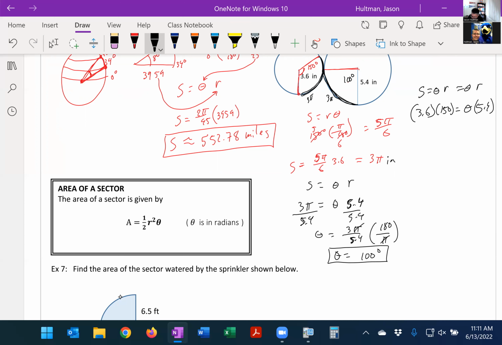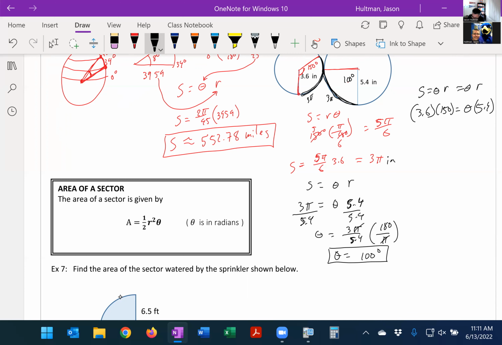I don't know what theta is, but I want to keep things in degree measure. I don't have to go from degrees to radians and then back to degrees. If I just keep this in degree measure, this will not give me the arc length because it's not in radian measure, but I don't care because I'm not trying to get arc length. I'm trying to get the degree measure.